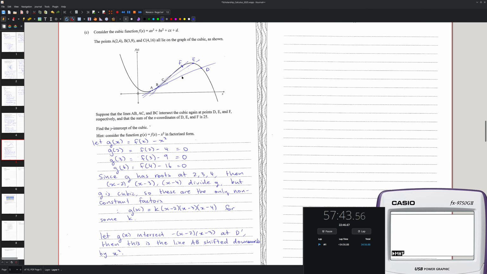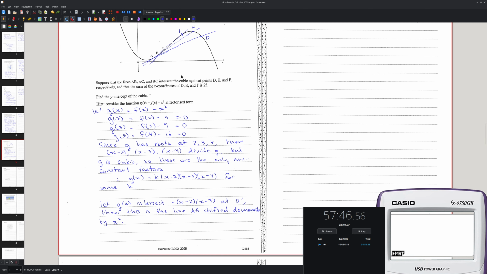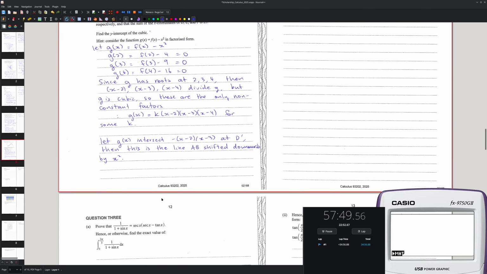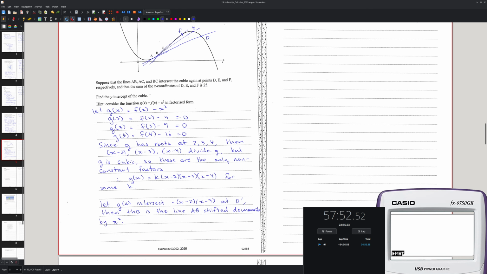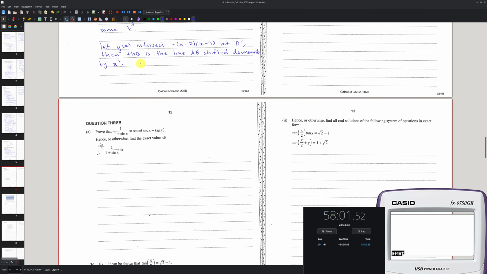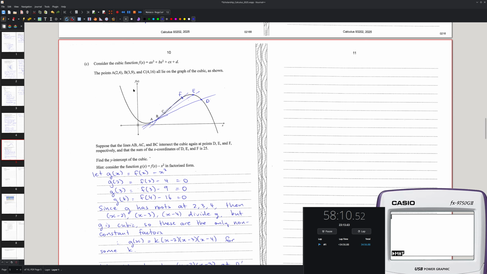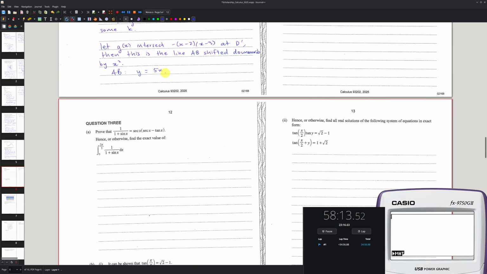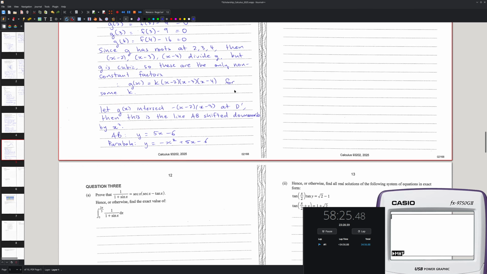Wait. I feel like it is, no? So wait, okay, I'll do one of them to convince myself. AB is like y equals 5x minus 6, right? And then the parabola is y equals minus x squared plus 5x minus 6. Yeah, so it is, right? So yeah, this is correct.